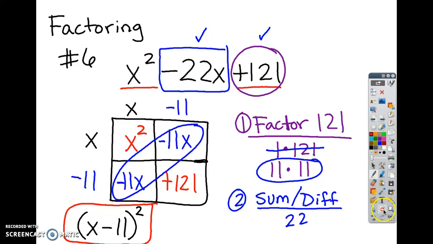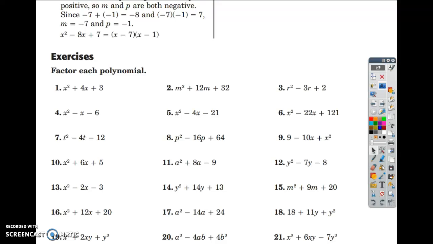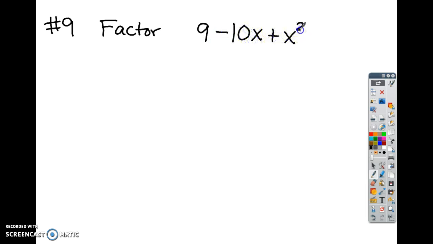Let's move on to problem number 9. Problem number 9 says 9 minus 10x plus x squared, and some of y'all think that looks weird, so we're going to have to rewrite it to where it doesn't look weird. And we're factoring. So that looks weird, right? How can I rewrite it so that it doesn't look weird?